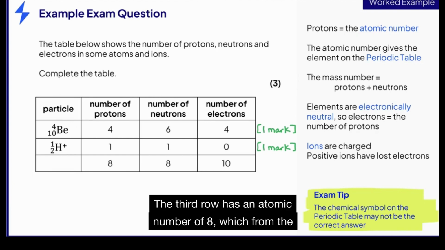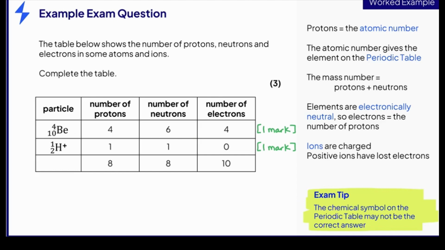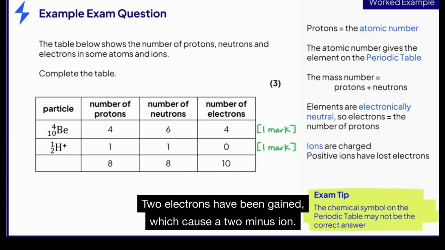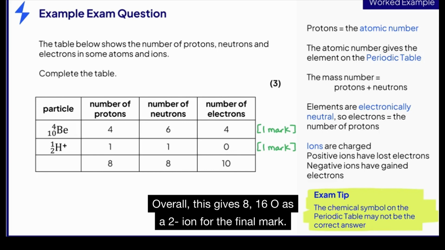The third row has an atomic number of 8, which from the periodic table is O for oxygen. The mass number is 8 plus 8, which is 16. The number of protons is not equal to the number of electrons. There is a charge. 2 electrons have been gained, which cause a 2 minus ion. Overall, this gives 8, 16 oxygen as a 2 minus ion, the final mark.